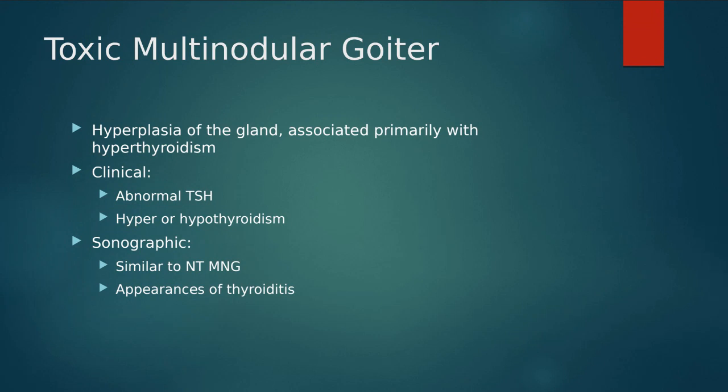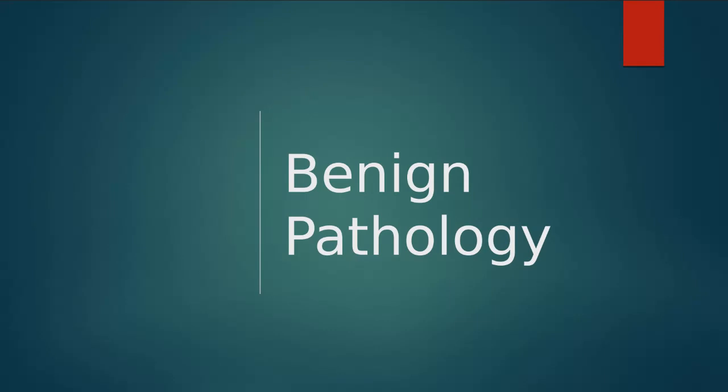On ultrasound, it's going to have a very similar appearance to the non-toxic multinodular goiter, and it's going to also have similar appearances to thyroiditis. So remember, hyperthyroidism, overacting, inflammation can lead to chronic hypothyroidism. So all of these physiologic processes are all kind of very closely related to each other. They all have some similarities in terms of ultrasound appearance, so we need to be aware of the patient's clinical history and any information that we can find in their chart to kind of help us piece these physiologic findings together. Now let's move into our benign pathology.